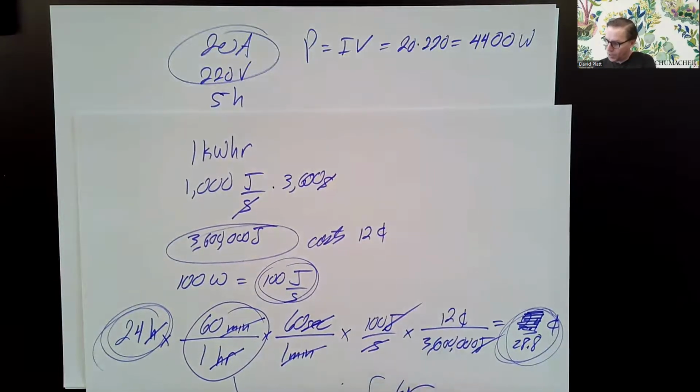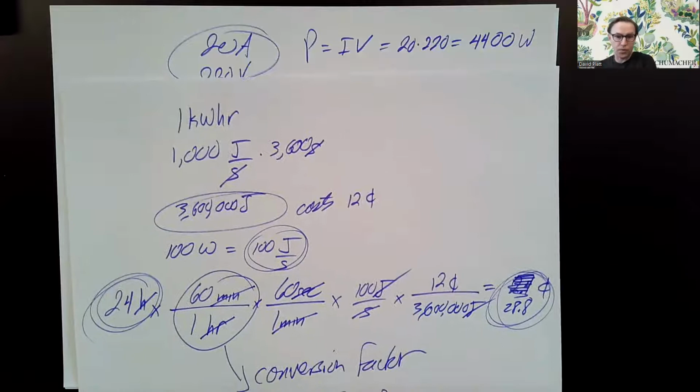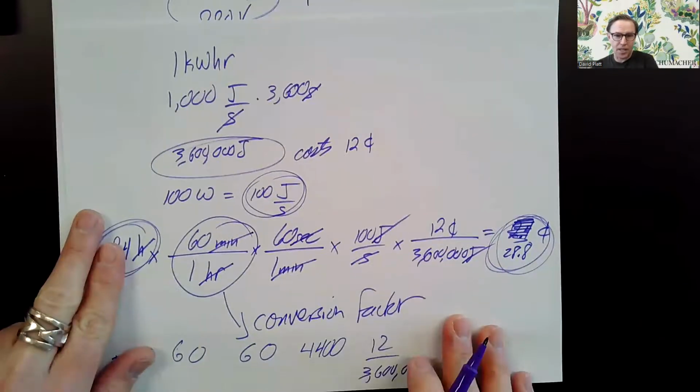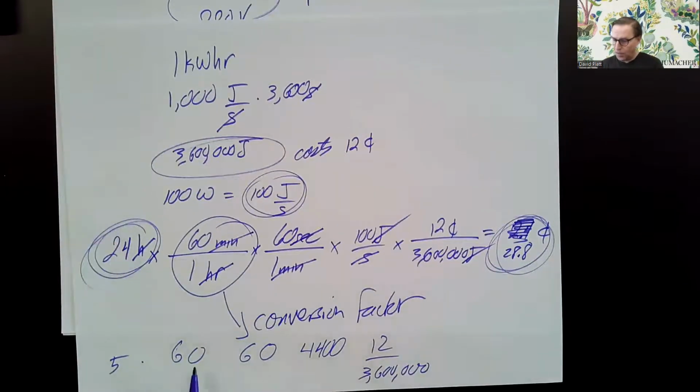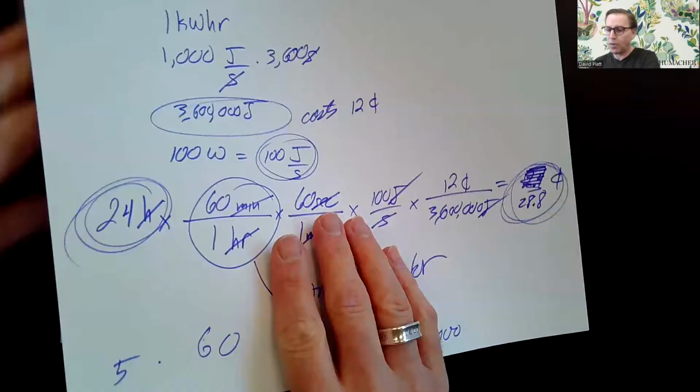And it still costs 12 cents for 3,600,000 joules. And I'm writing this all down and you're not seeing it. But it's all the same parts of the equation. And we could go through and do that multiplication. I'll leave that for you to do. Make sense? All right, we're going to do one more example problem, and then we'll be done.